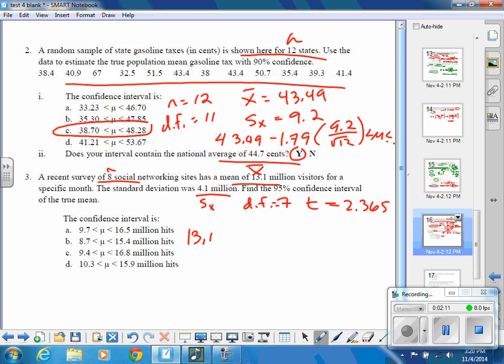And so in this case, it's going to be big when you type this in the calculator for 13.1 million. Don't do 13.1. Please do not. You got to put that big old number in, minus 2.365, and then, yes, 4.1 million for your standard deviation all over the square root of 8. And then, of course, your in between mu and your other one with the plus. You end up with this number.